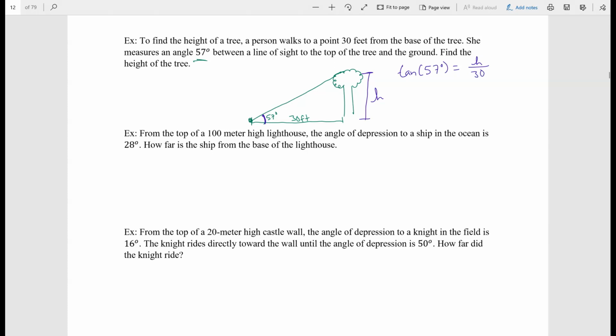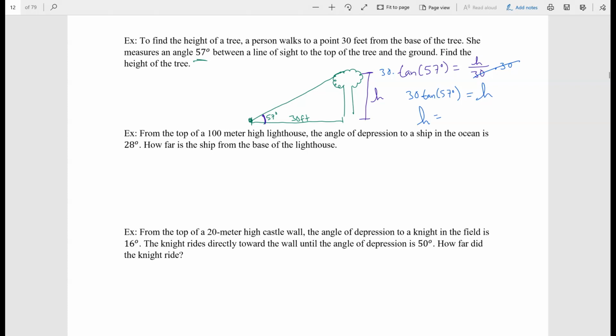So let's multiply by 30 to the other side. Multiply by 30, so that's going to go away. So we're left with h is equal to 30 tangent of 57 degrees. Make sure that you do not multiply the 30 by the 57. That's wrong. So go to your calculator, put 30, and then multiply it by the tangent of 57 degrees. Okay, you don't need to write the degree symbol.